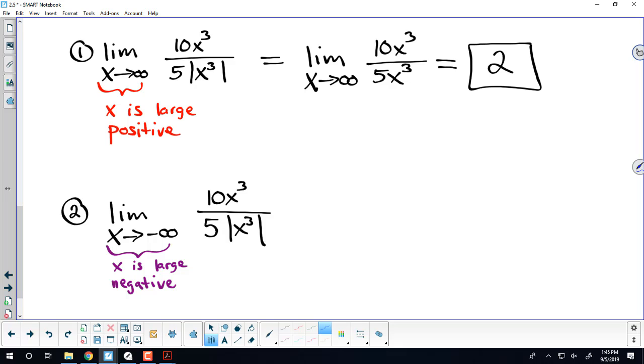It might be helpful at this point to recall the definition of the absolute value. It's the thing itself if the thing itself is positive or 0. It's the opposite of that thing if that thing is less than 0. Do y'all remember that? So if I put x cubed in here, it's the thing itself if it's positive, but it's the negative of the thing if it's negative.